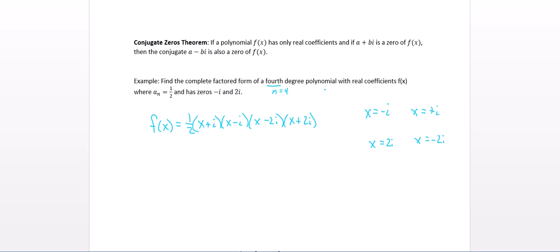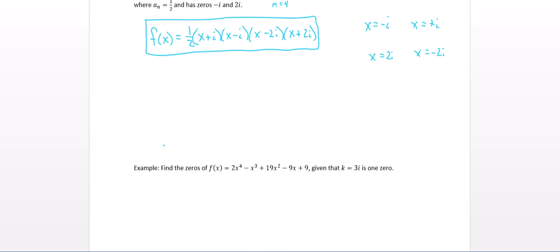Find the complete factored form. Done. Every time before you enter an answer in your homework system, or even leave it on paper if that's the way you're going, make sure to read the instructions. Make sure, are you looking for the zeros or are you looking for the factored form? Or do you need to write the polynomial in standard form? There's 3 different ways we could go with this type of problem.